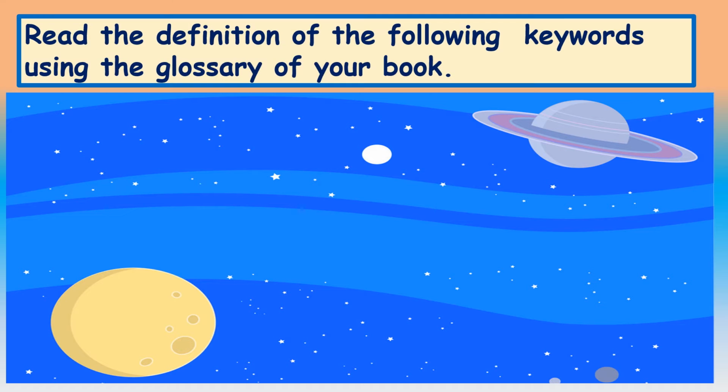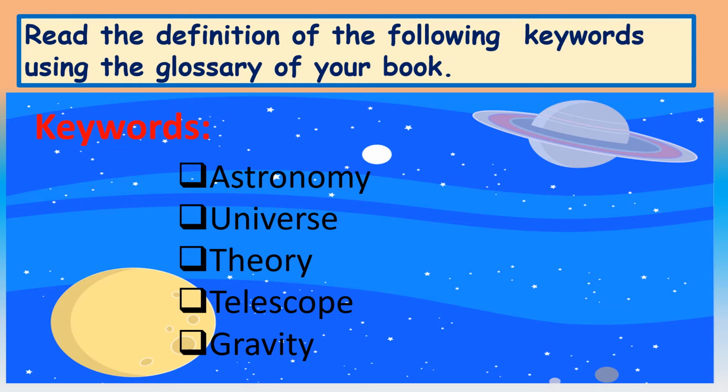For the next activity, read the definition of the following keywords using the glossary of your book. The keywords are astronomy, universe, theory, telescope, and gravity. You can also do a Google search to find the definition of the following keywords. You need to read and practice.